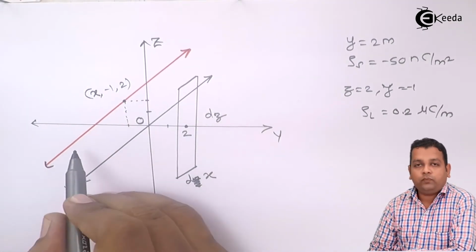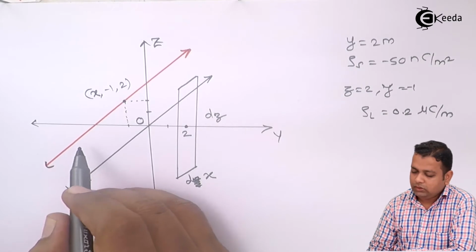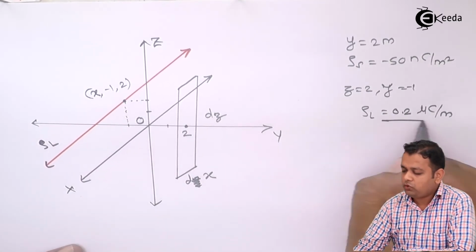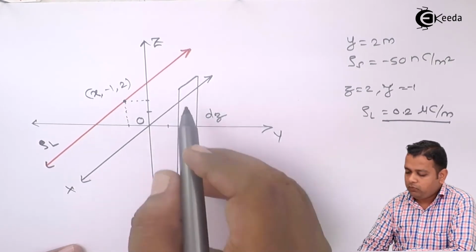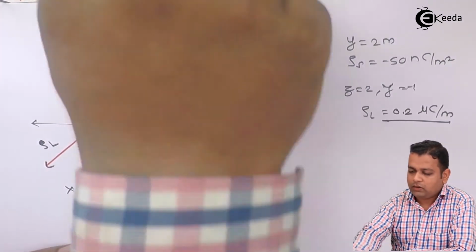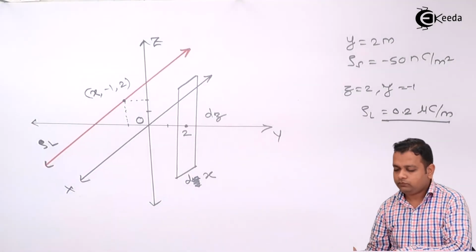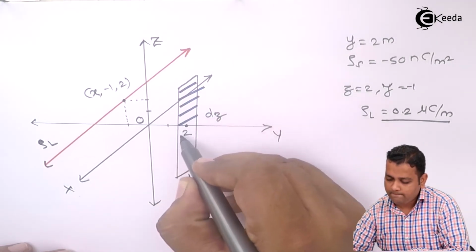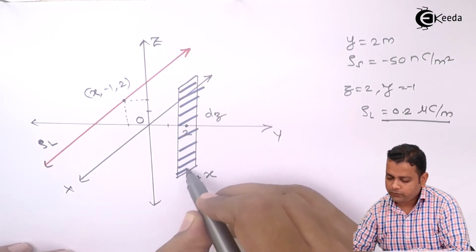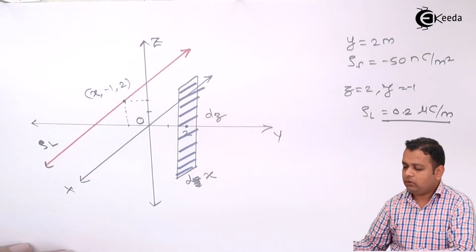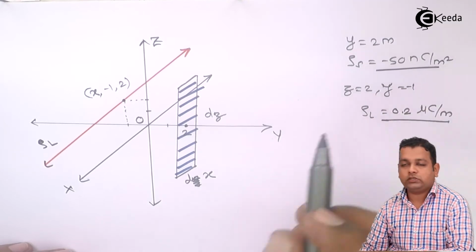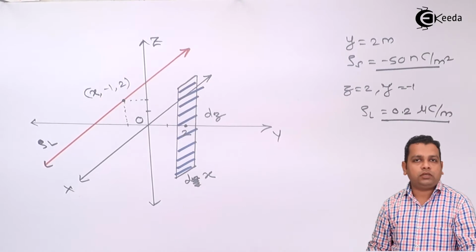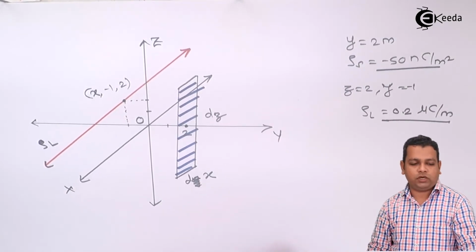So this is our line charge configuration. So rho L value will be applicable to this, that is 0.2 microcoulomb per meter. And for this surface charge, I draw it with a different color, let us say blue color. So it is applicable to the value of rho s minus 50 nanocoulomb per meter square. Now this is the given data as per the problem statement.